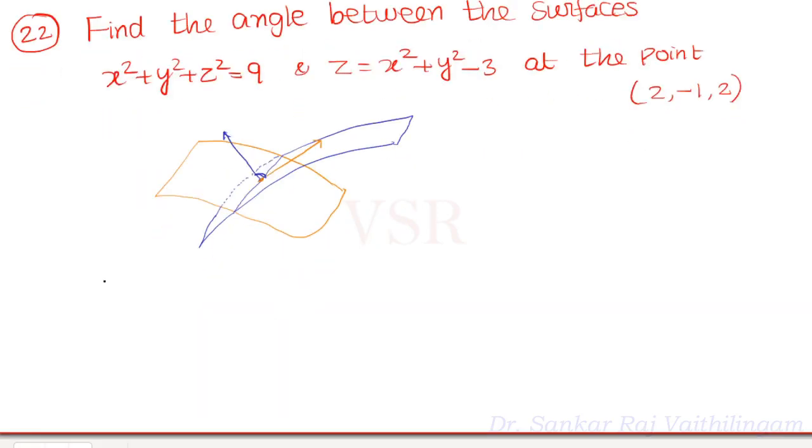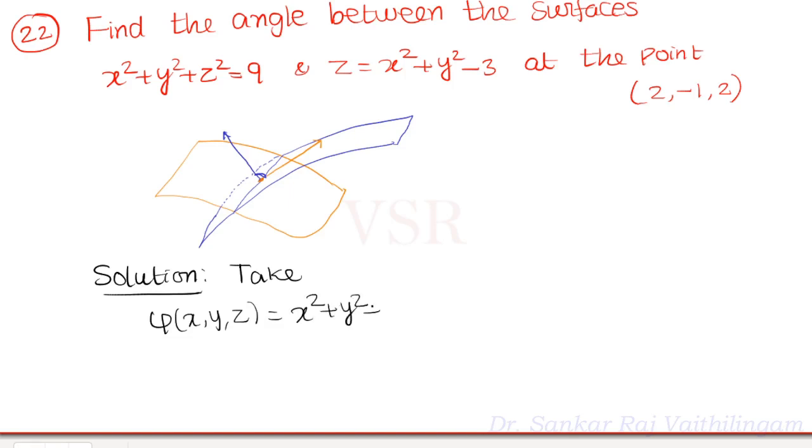Solution: take phi of x, y, z equal to x square plus y square plus z square; of course, if you want you can make it minus 9. The other surface, I write as psi of x, y, z equal to x square plus y square minus z minus 3. So these are the two surfaces.